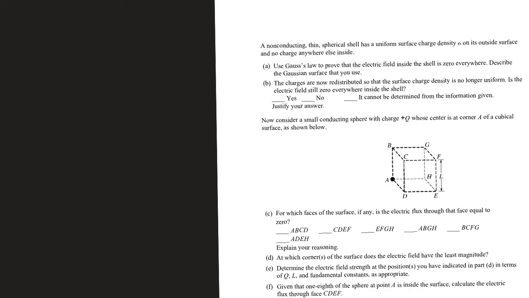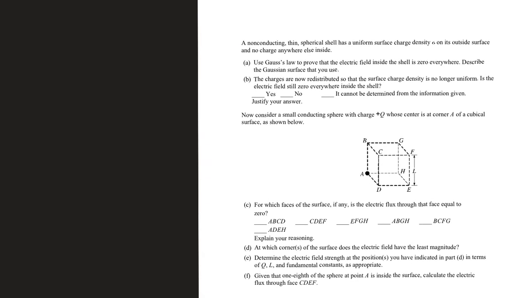It says a non-conducting thin spherical shell. So it has no inside, has a uniform charge density, and some weird symbol. I'm not sure if that weird symbol got translated well on the version I sent to you. It looks like it's supposed to be the sigma for surface density, but it's hard to know. And it has no charge anywhere inside. Use Gauss's law to prove that the electric field inside the shell is zero everywhere, and describe the Gaussian surface that you would use. So part A is worth 3 points.